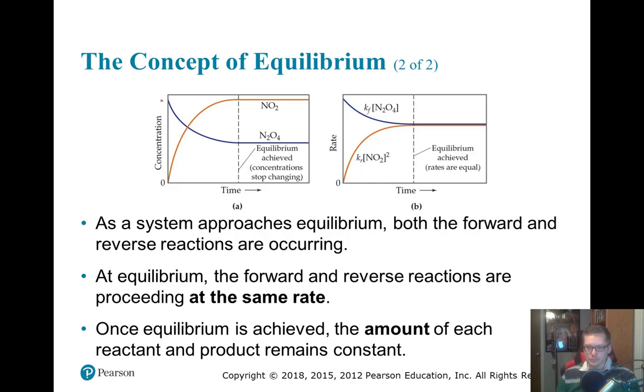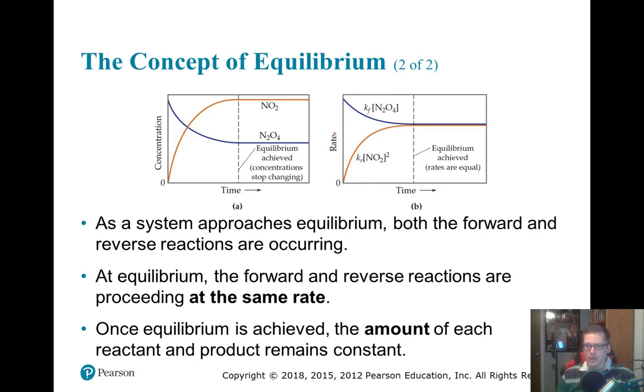Here's a graph of the concentrations over time. This was the start of it. We started with only N2O4 here and 0 NO2, and it reached this point where we reached equilibrium. At equilibrium, these concentrations are no longer changing.